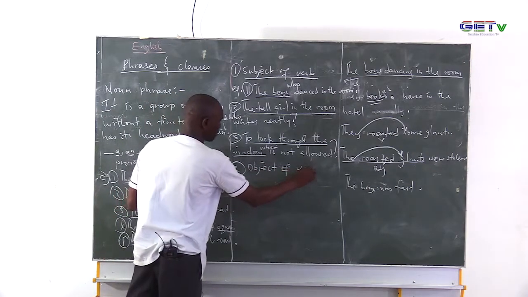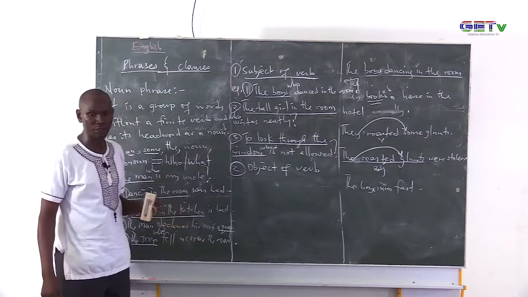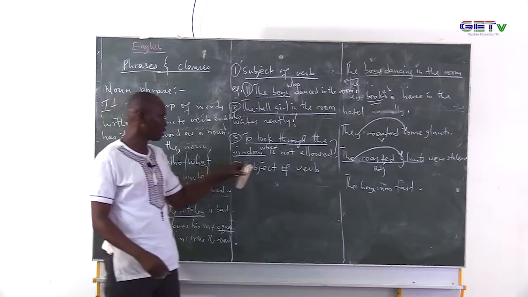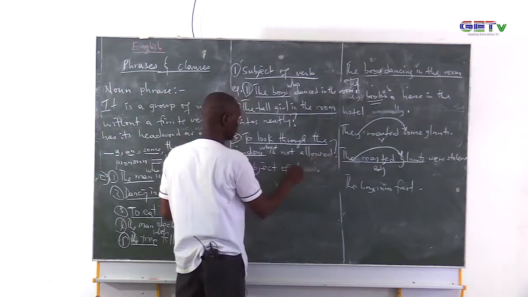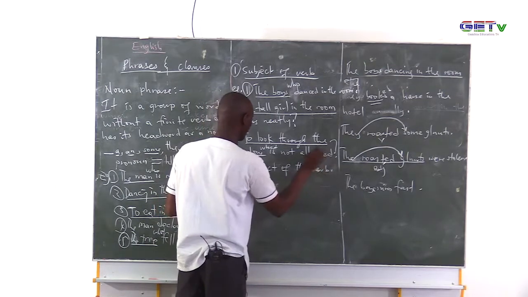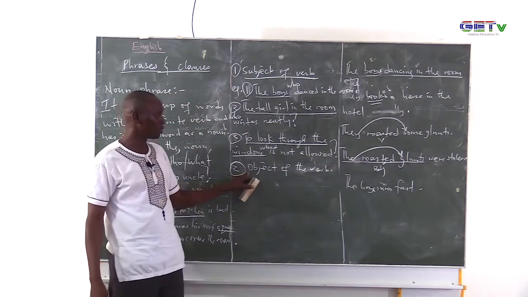Object of verb. Now, take note of that. So that's very important, you see, as an object of the verb. So we can just put the verb here now, as an object of the verb. So it means now, this is a very simple thing.